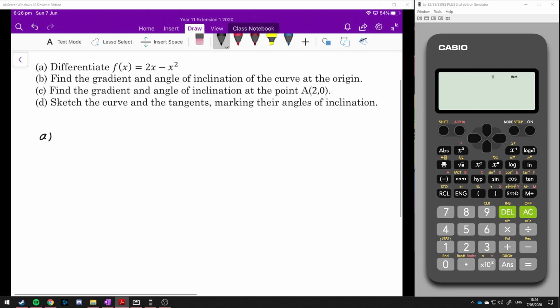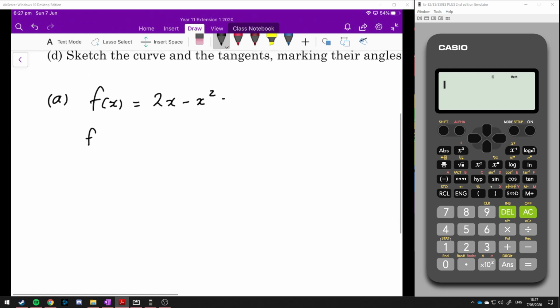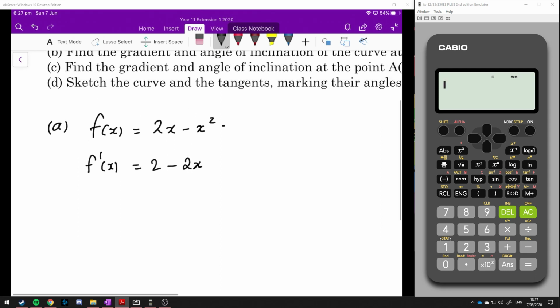So we learnt in the last video how to differentiate a linear combination. This is a parabola, which is just a linear combination of two functions, okay? So my derivative, and we're just going to do it the short way: the derivative of 2x is just 2, minus the derivative of x squared, which is 2x. So our derivative is 2 minus 2x.